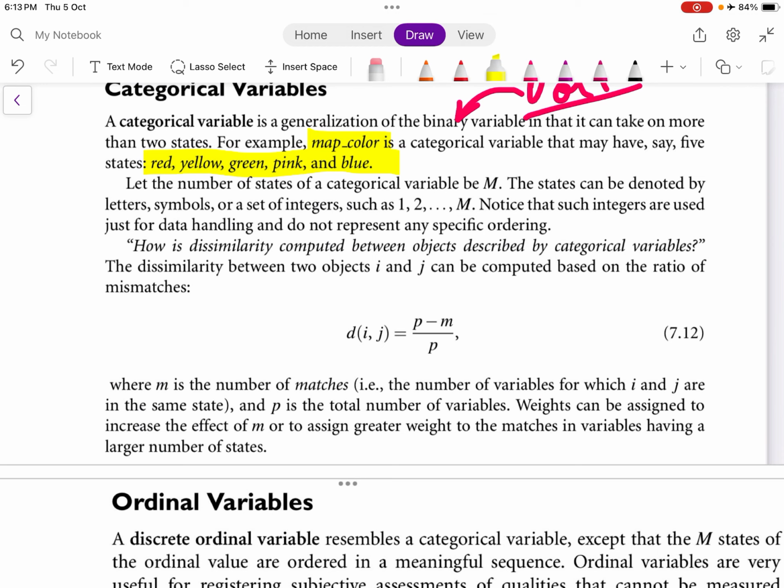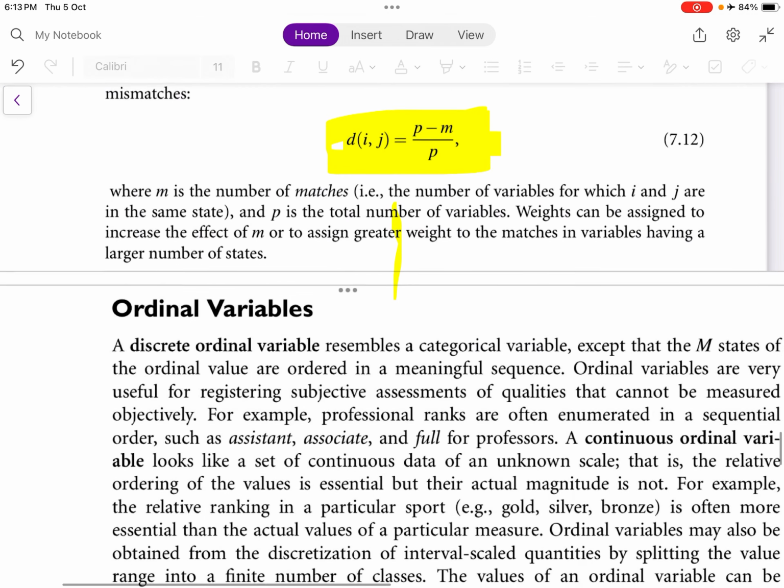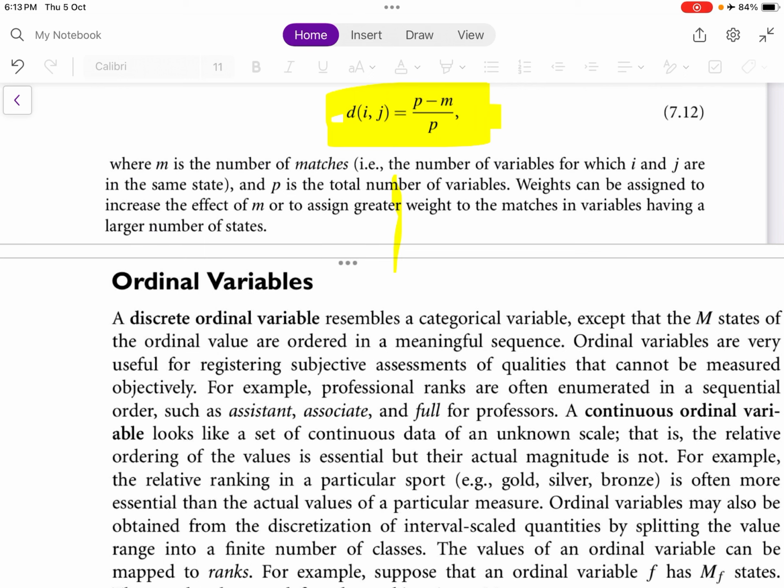How is dissimilarity computed between objects described by categorical variables? The dissimilarity between two objects i and j can be computed based on the ratio of mismatches. So dissimilarity is computed based on the ratio of mismatches, where m is the number of matches, for example the number of variables for which i and j are in the same state, and p is the total number of variables. Weights can be assigned to increase the effect of m or to assign greater weight to the matches in the variables having a large number of states.